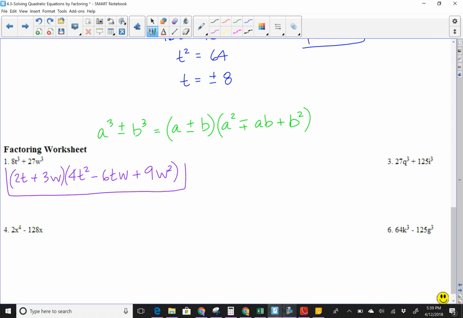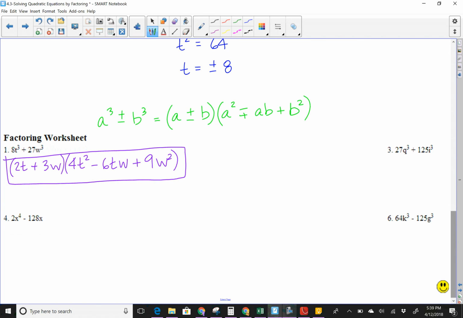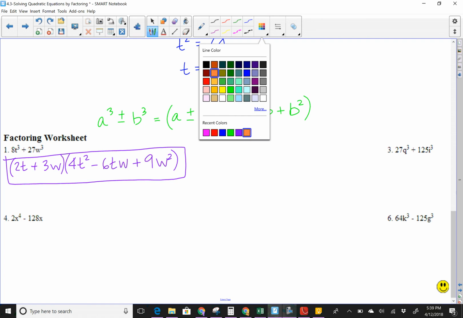And I didn't mention it before, but this thing will never ever be factorable. It's always prime. So if you're solving even a more simpler cubic equation, you actually have to use the quadratic formula or complete the square to solve that thing.